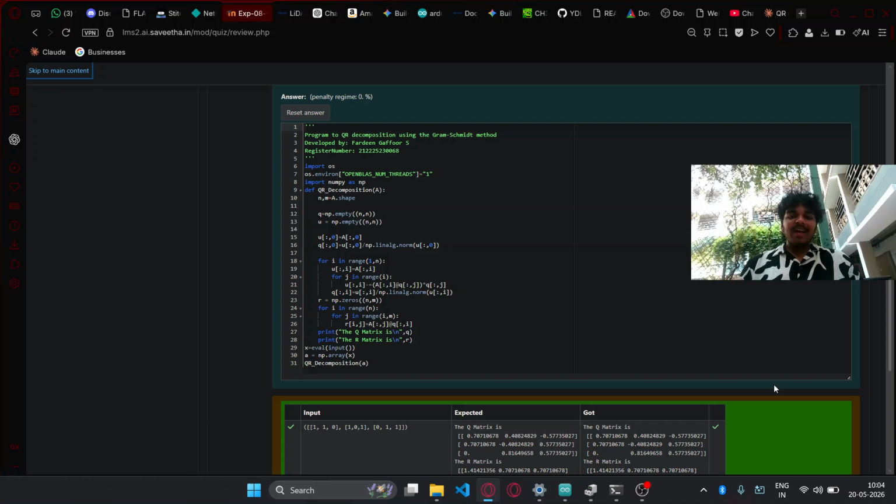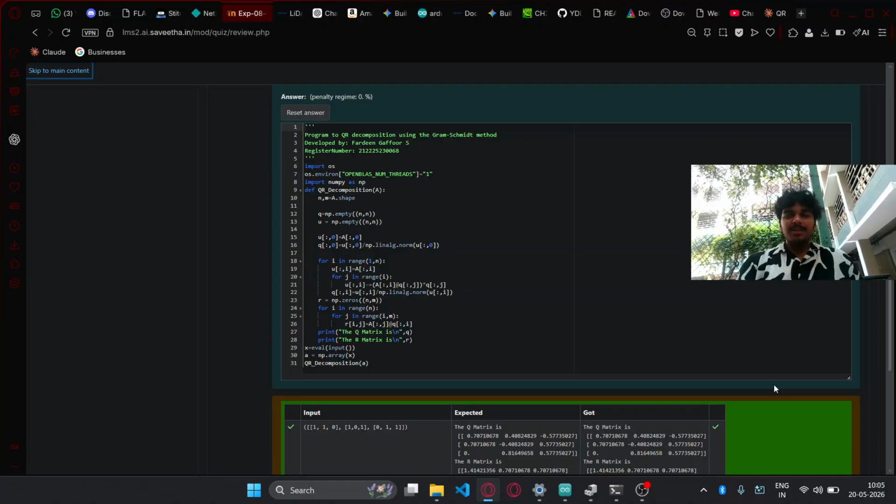Good morning everyone. Today I'll be presenting a Python program that I developed which performs QR decomposition using the Gram-Schmidt orthogonalization method. This is a core concept in numerical linear algebra, and implementing it from scratch gives us a much deeper understanding of what's actually happening under the hood when we decompose a matrix.